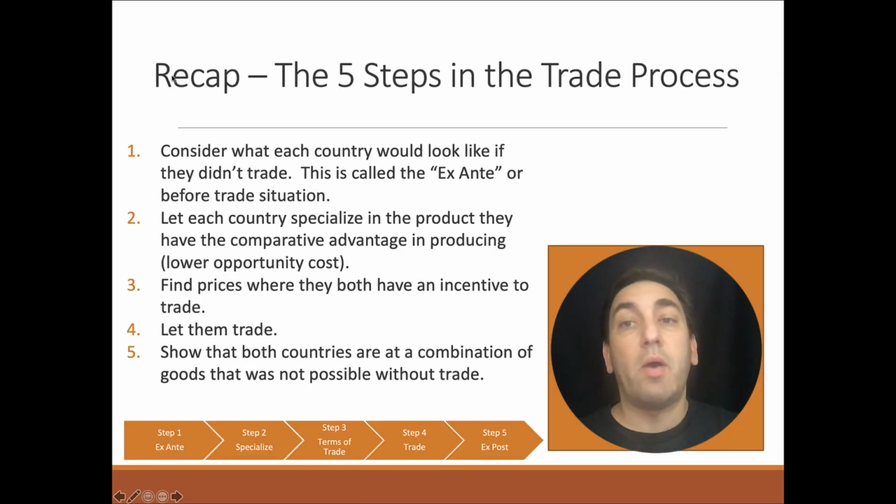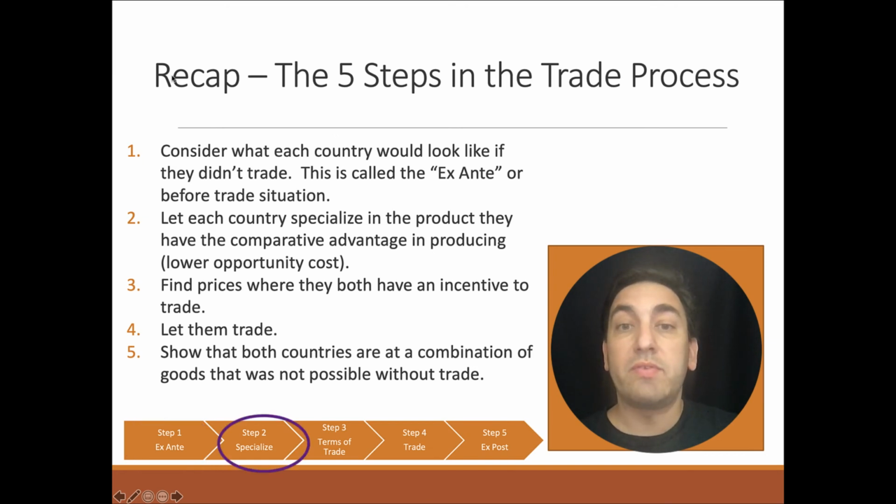So there's no doubt that this whole trade is very confusing, and you may need to watch the video more than once. Just to recap the steps, in order for me to show you that there was benefit from trade, we needed to start off with an assumption of what they would do if they didn't trade. That was the ex-ante condition. And the ex-ante condition is just to take half of your resources and dedicate half to each good.